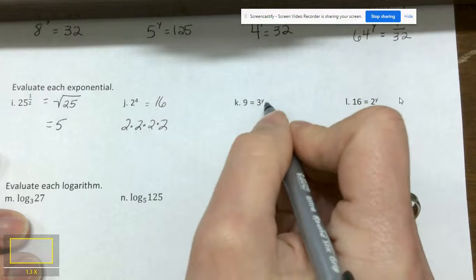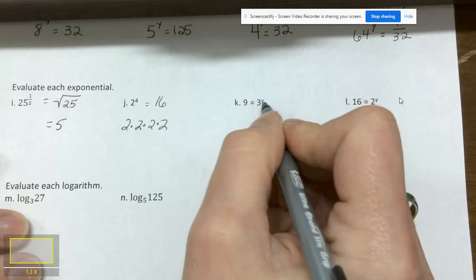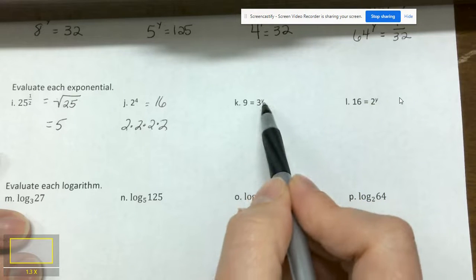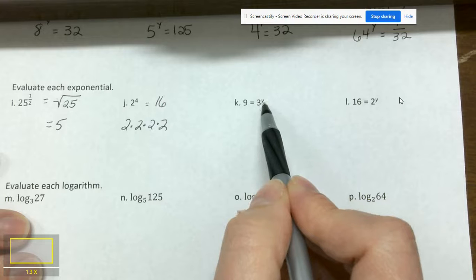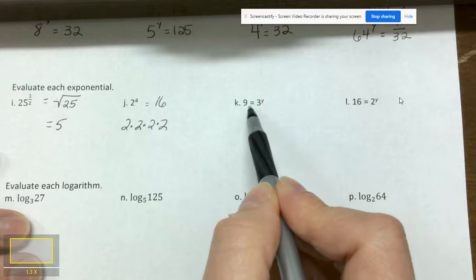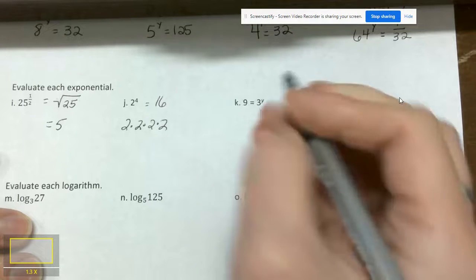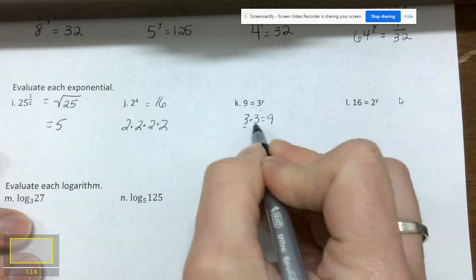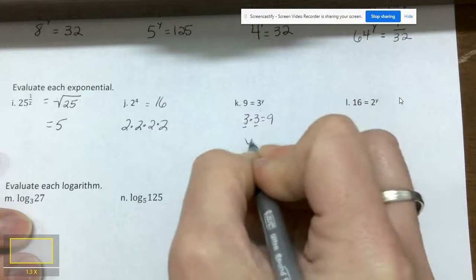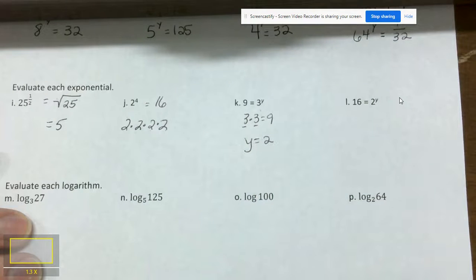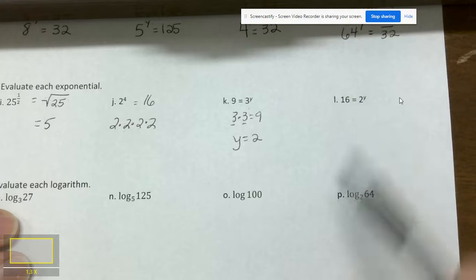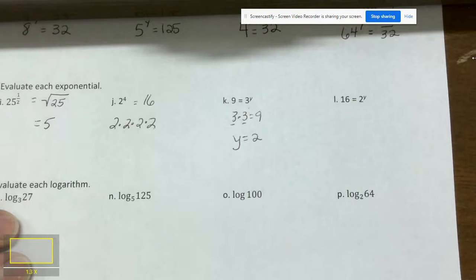Okay, 9 equals 3 to the y. So what is this y here in order to make this statement true? What exponent can I put in the place of y so that 3 to that exponent is equal to 9? Well, 3 times 3 equals 9. So since I wrote 3 down twice, that means my y is going to be equal to 2. Okay, you do example L over here and pause the video and see what you come up with.